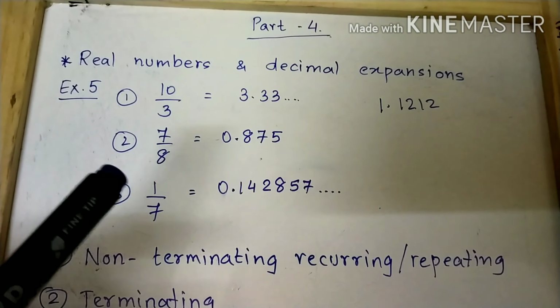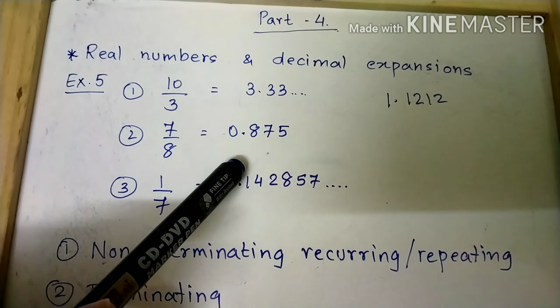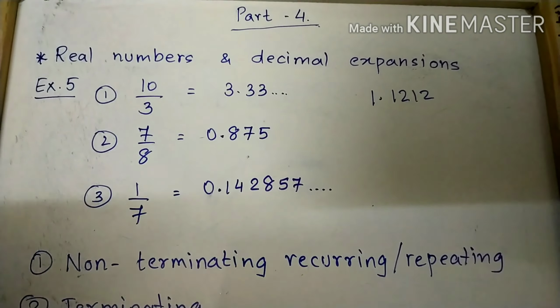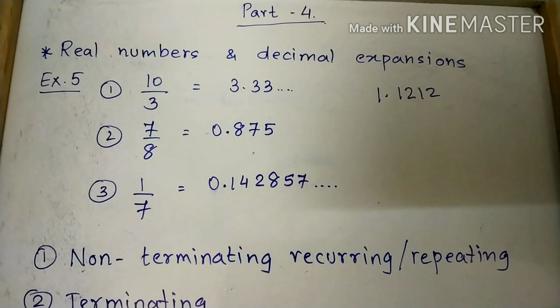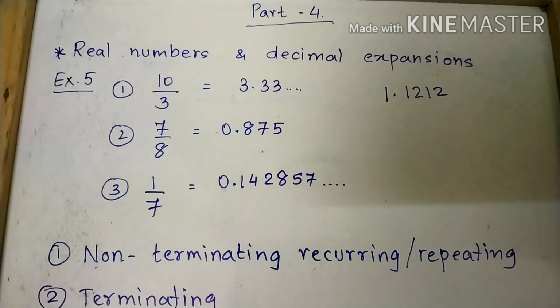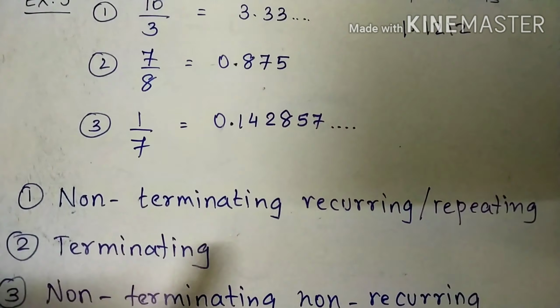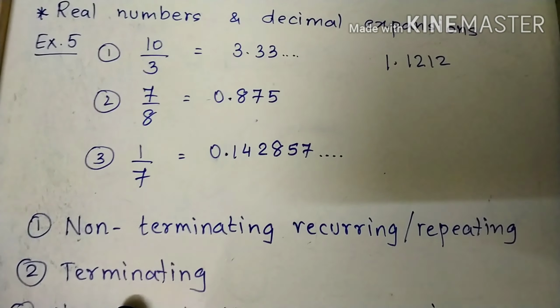Second is your perfect answer, 0.875. After that it is stopped, you get the remainder as 0. Another example for that is 7 by 2. If you divide that number, you will get exactly 3.5. After that nothing is there, so that is your terminating decimal expansion.